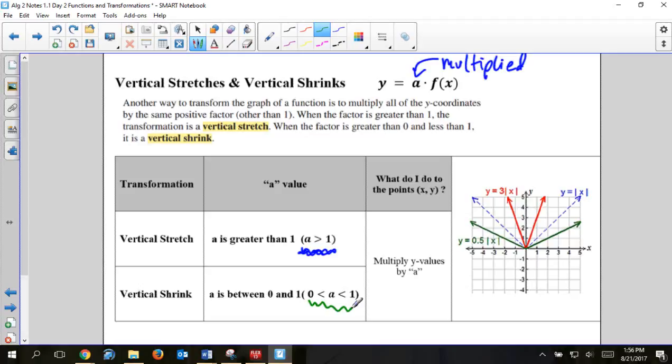What kind of numbers are less than 0? I'm not saying the right thing. No, less than 0. What numbers are negative? What numbers are less than 0? Negative. Negative. So what happens if I have a negative number multiplied by 3?